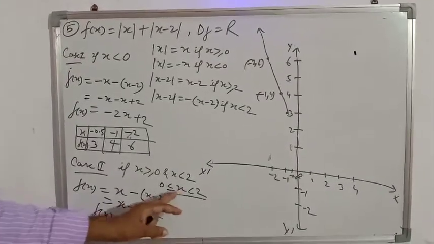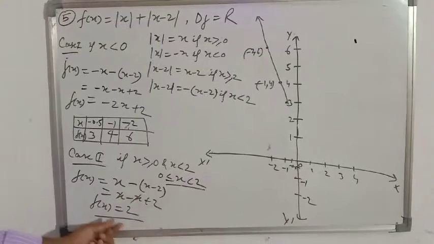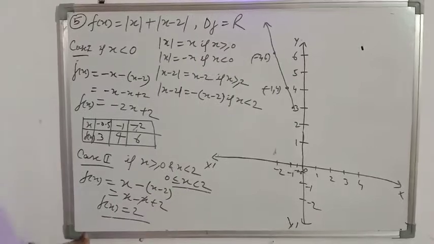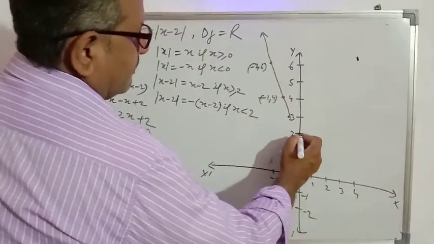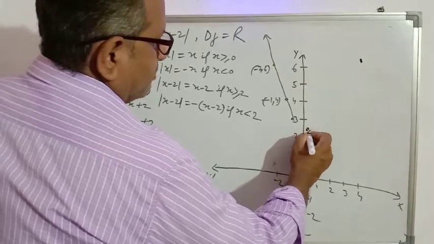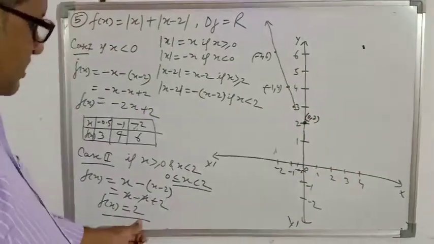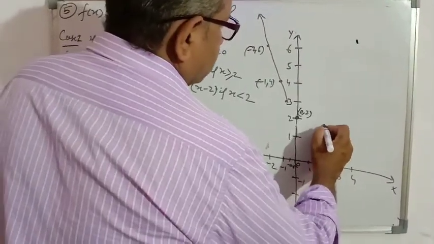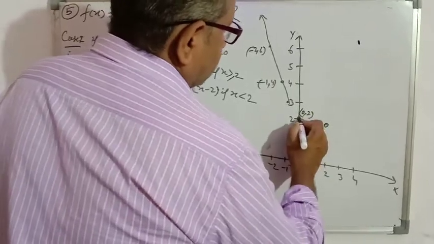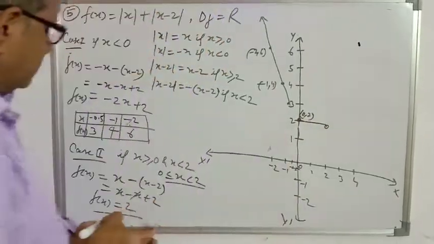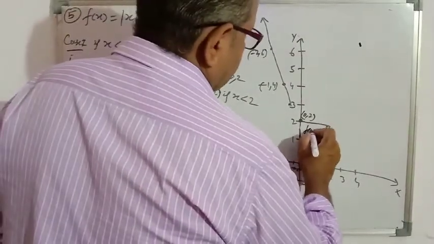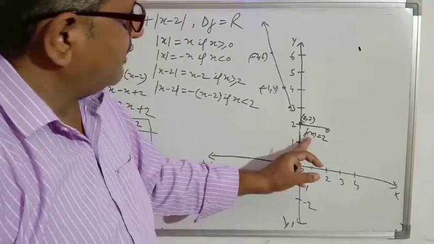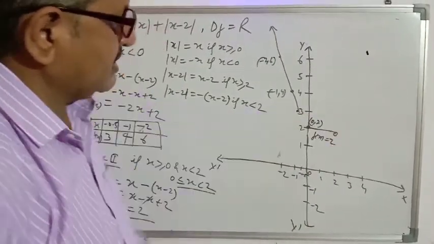So when x lies between 0 to 2 including 0, the value of f(x) is constant 2, meaning the value of f(x) is always 2 in this interval. So when x is equal to 0, what is the value of f(x)? 2. It is (0, 2). And up to 2, up to this much, here we will make a blank circle. So it is f(x) equal to 2. Graph of f(x) equal to 2. For all the values of x between 0 and 2, f(x) is always 2, so it will be parallel to the x-axis.